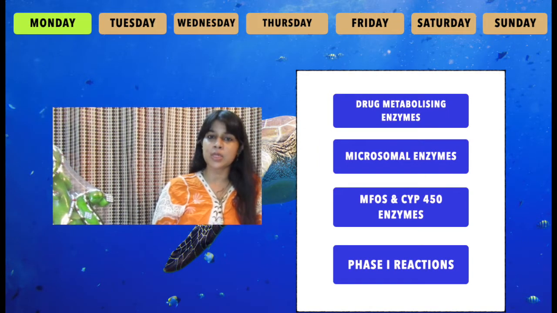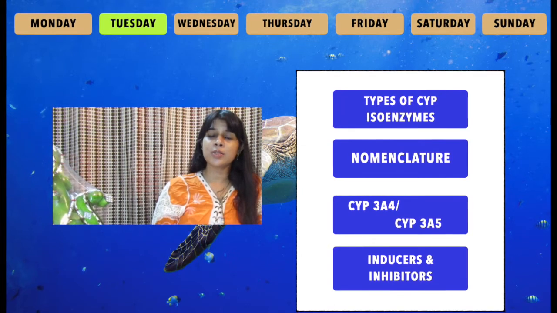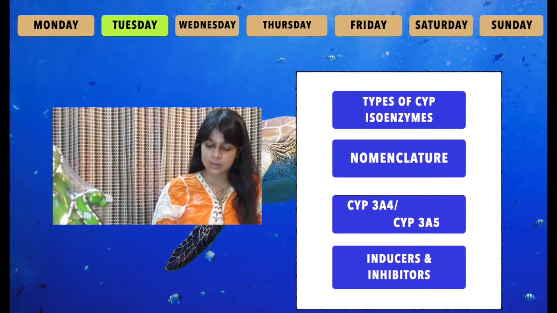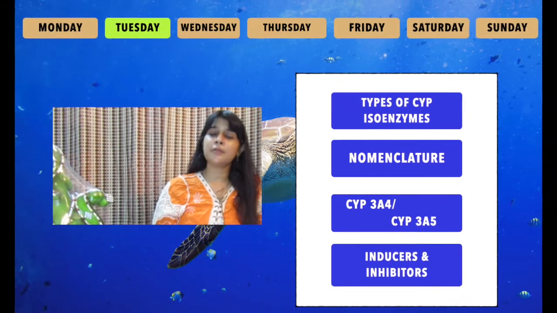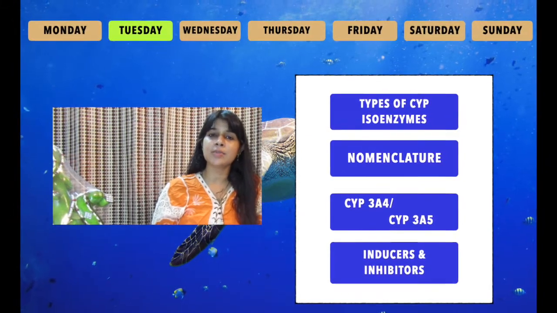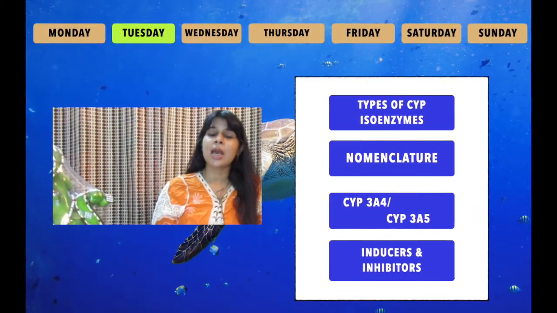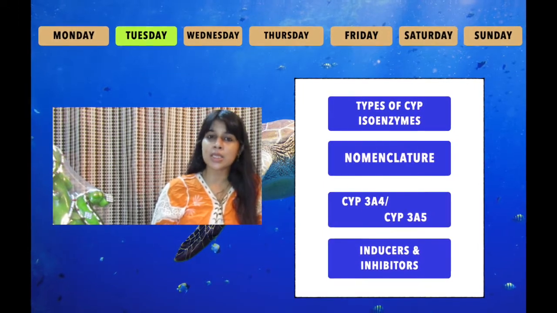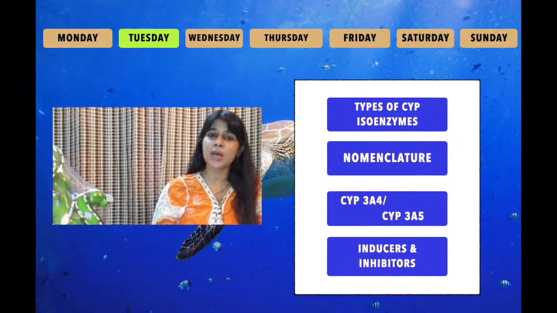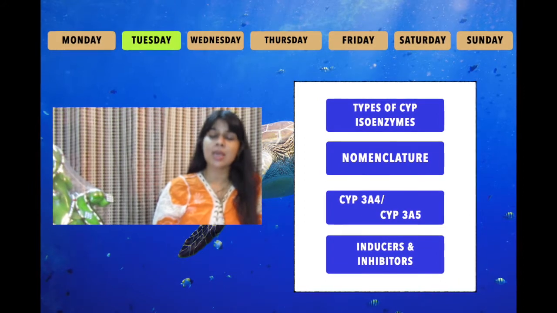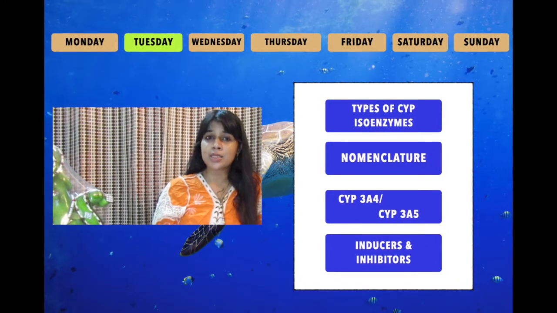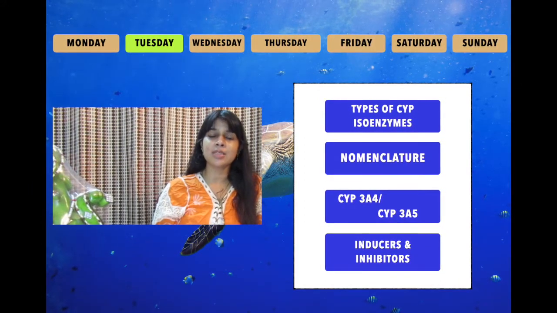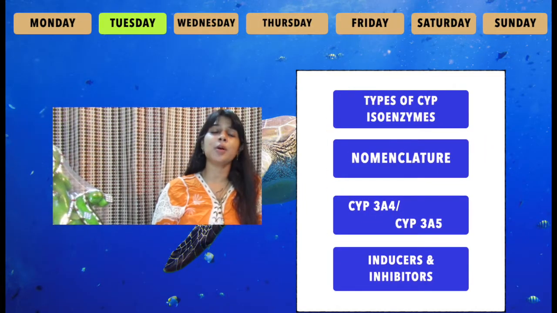Coming over to our Tuesday's episode. On Tuesday, I gave you an account of the different types of CYP isoenzymes. And to start off, I told you that there are so many CYP isoenzymes. Out of these, 12 are the most important in human beings. And then I gave you the list of these CYP isoenzymes. And then I told you about the nomenclature of CYP isoenzymes.